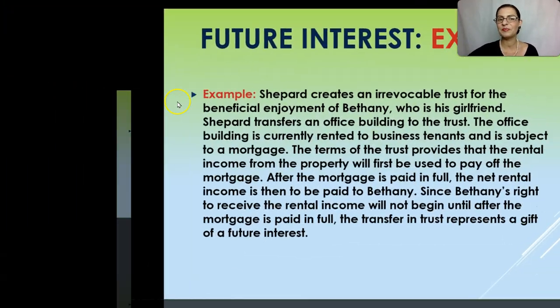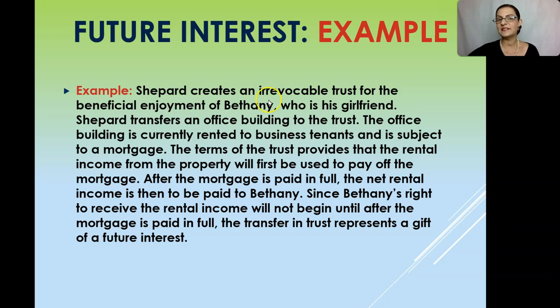Let me give you an example. Shepard creates an irrevocable trust for the beneficial enjoyment of Bethany, who is his girlfriend. So they're not married, so it wouldn't be able to be excluded under the unlimited marital transfer. Like you can just transfer assets between a spouse back and forth. If both of them are US citizens, you can give each other assets back and forth, anything, cash, property, land, and it doesn't matter. And that includes a future interest.